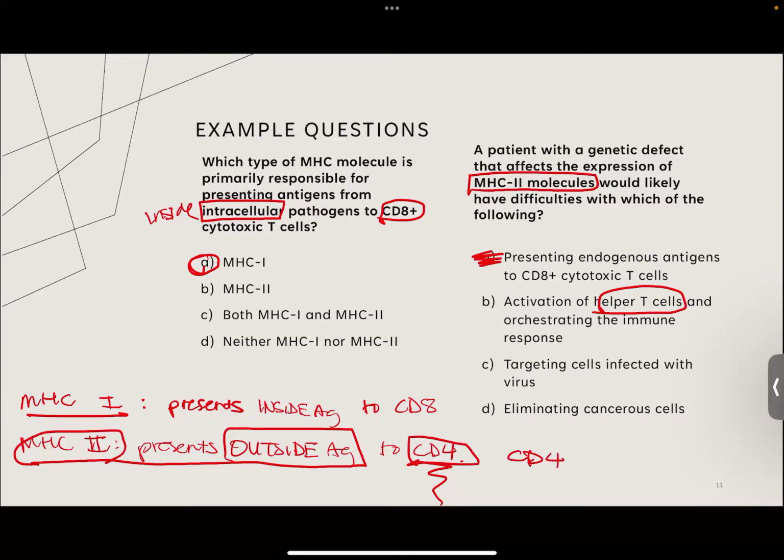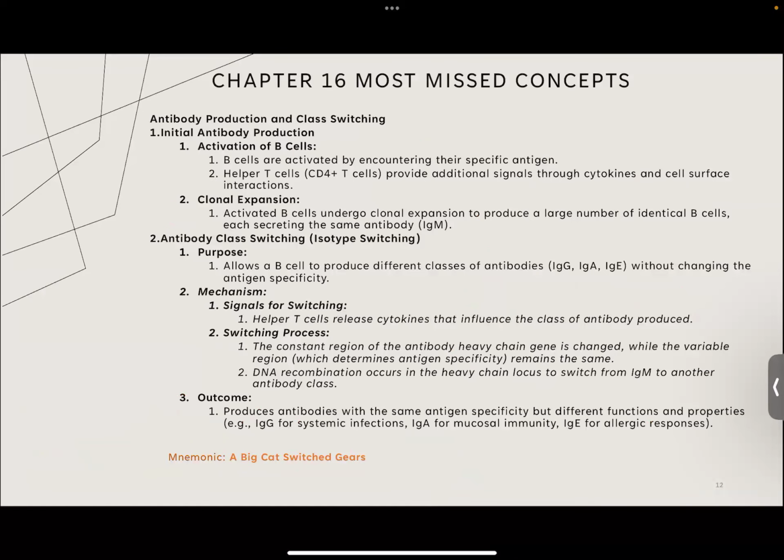CD4 is found on T helper cells, and T helper cells are the captains that orchestrate the entire immune response. Will it have difficulties targeting cells infected with virus? That's an inside, so not that. Will it have difficulties eliminating cancerous cells? That's another inside, so it's going to be more B. Antibody production and class switching.